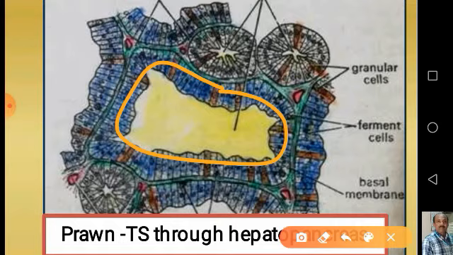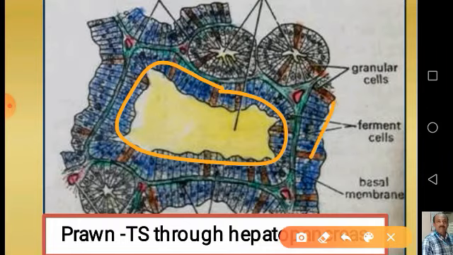Actually, this hepatopancreas combines in itself the functions of three structures: the pancreas, the small intestine, and the liver. Hepato comes from liver, and pancreas is pancreas, and it also combines the function of the small intestine. Like the pancreas, it secretes digestive ferments, that is juices, which can digest carbohydrates, proteins and fats.